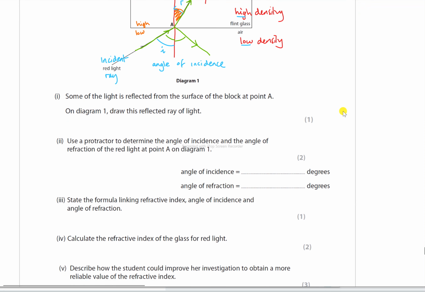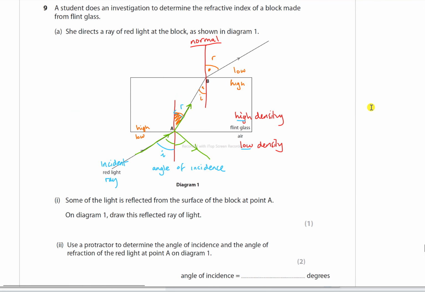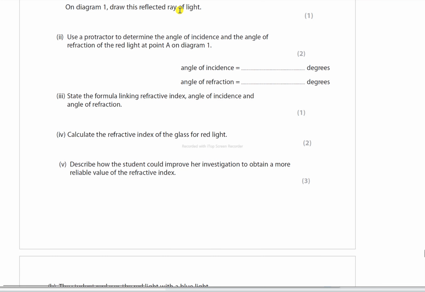Use a protractor to determine the angle of incidence and the angle of refraction at point A. So basically what they want you to do is measure this angle. So you draw in the normal, this red line, and you measure this, and then you measure this pink one, and that is R, and that is I.